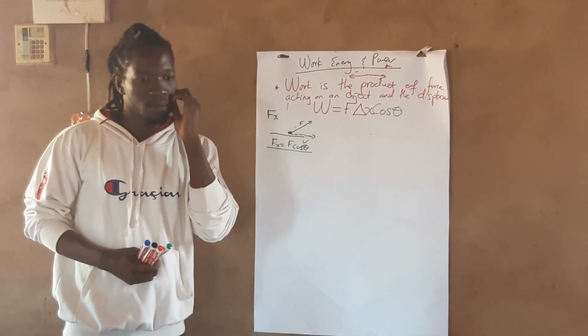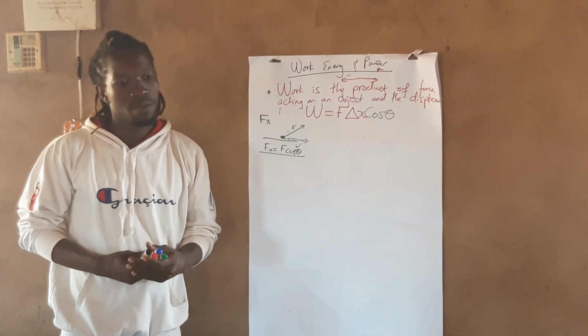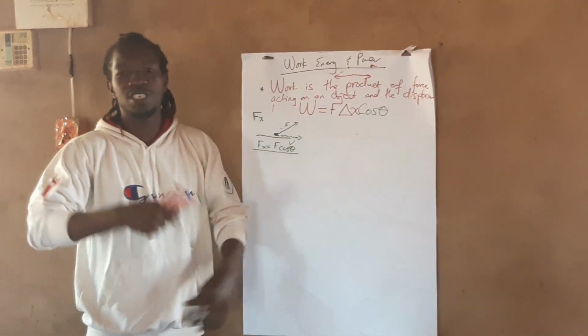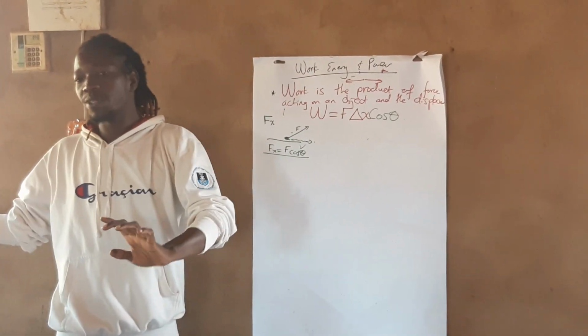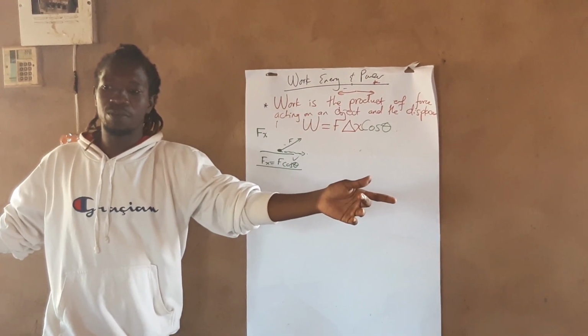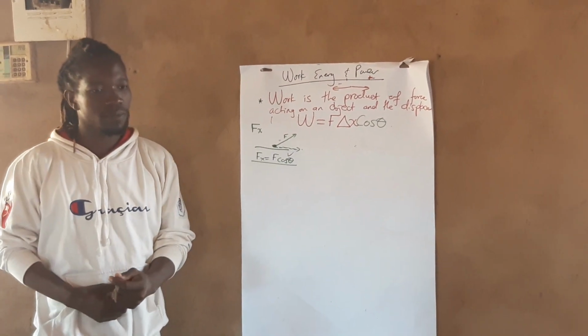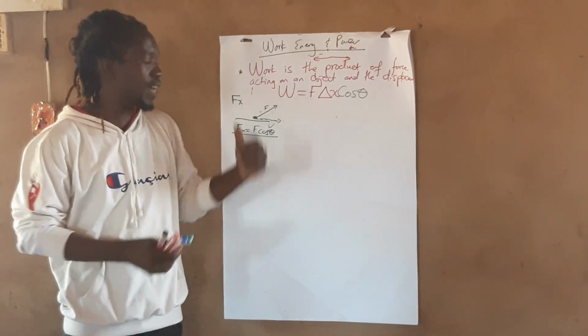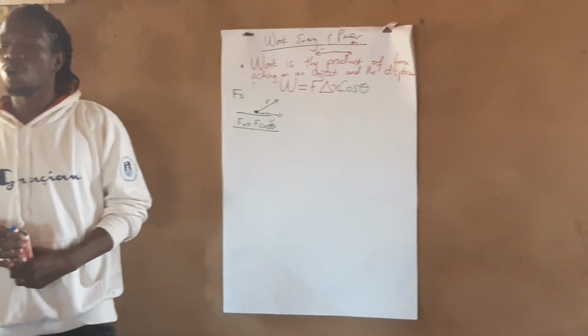When you're teaching 180, it's about direction. Yes, it's about direction. So cos 180 just means your force is going in the opposite direction to the motion of the object. So what about when it's cos 90? Yes, so I'm going to come to that.